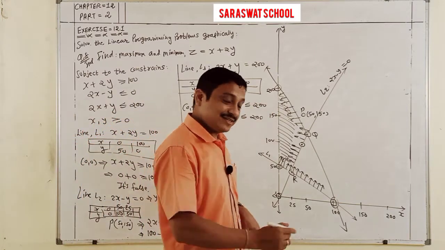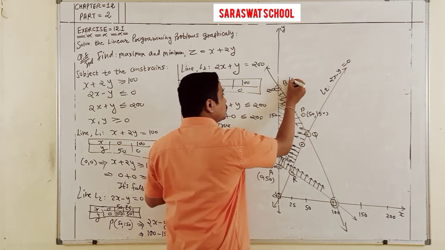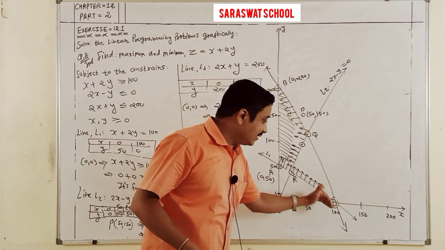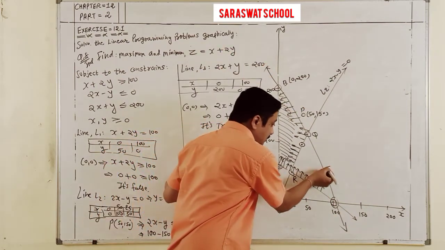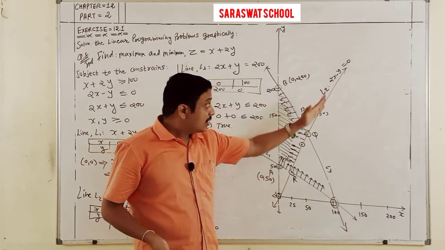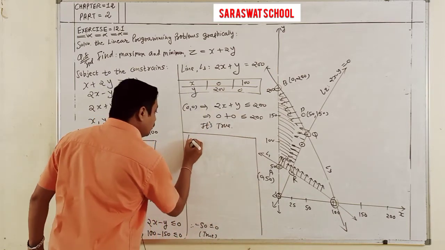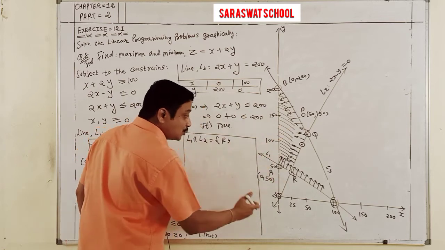Here point A I will take 0 50, here B taking 0 to 100. Now students, one more time I repeat, this is the L1 line, that is the L2 line, and that is your L3 line. So first of all I define R, the intersection of L1 and L2.